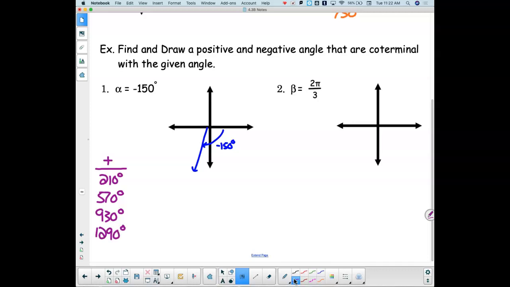Yes? What's up? 150? Huh? Yeah, I suppose. I mean, as long as it's in quadrant 3, it really doesn't matter. Oops, I drew it in purple then. Is that better for you, Bestie? You're welcome.